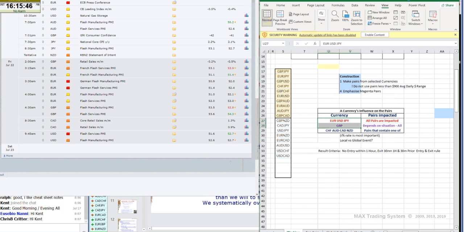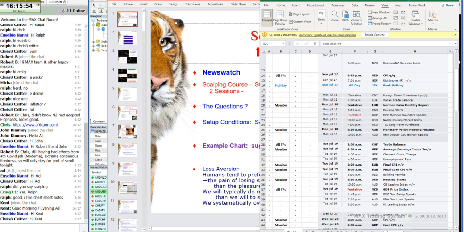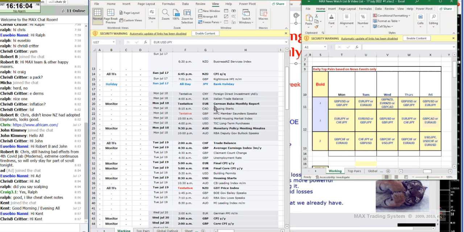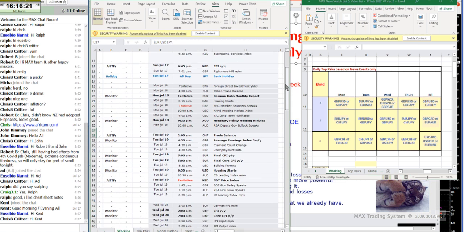Okay. What we're going to do now, sorry, getting a bit ahead of myself. I'll just move this out of the road. So what Eusebio is going to do now is match up the news with the top 10 pairs and come up with a smaller selection for each day. So we pick them from 5 p.m. the previous day to 5 p.m. today.